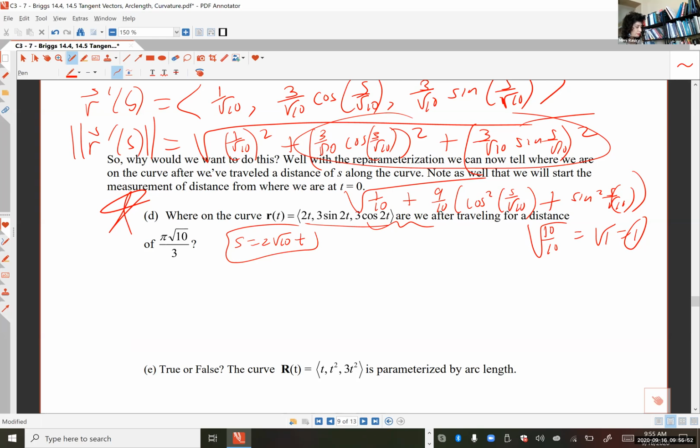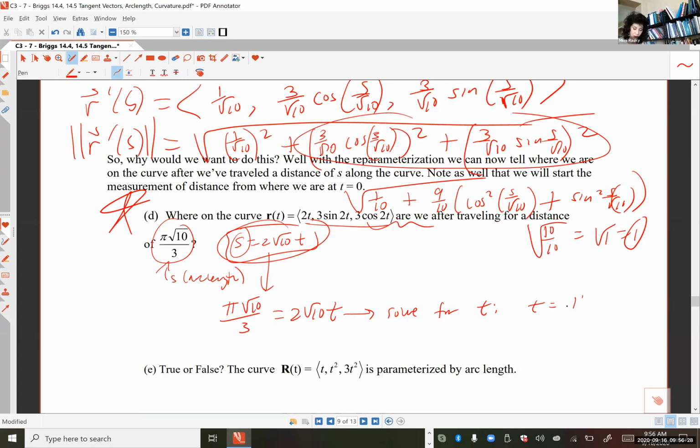So they're asking us, what if your distance is pi square root of 10/3? Where are you on the curve? Well, they're basically telling you that this is a distance, which is arc length. So you're basically taking this formula and substituting in place of the left-hand side the arc length, how much distance you've moved on the curve, and that has to match 2 square root of 10t. You solve this for time t, and that's pretty easy. You just divide both sides by 2 square root of 10, and then reduce, and I get t is equal to, after reducing, pi/6, and then you substitute this into your position function, which is the original vector valued curve.